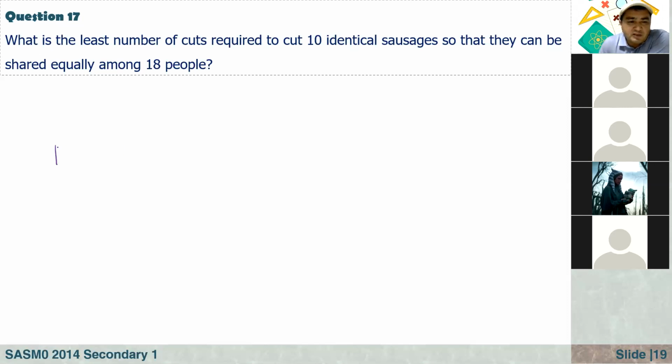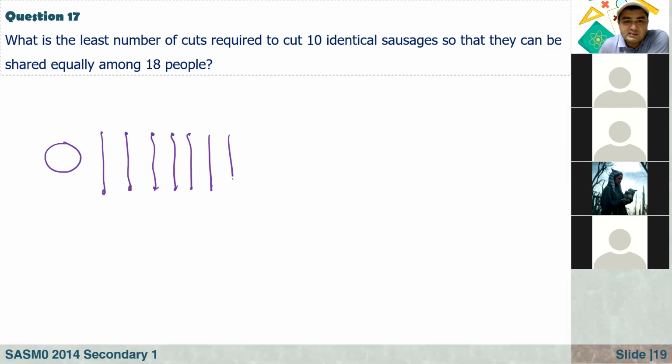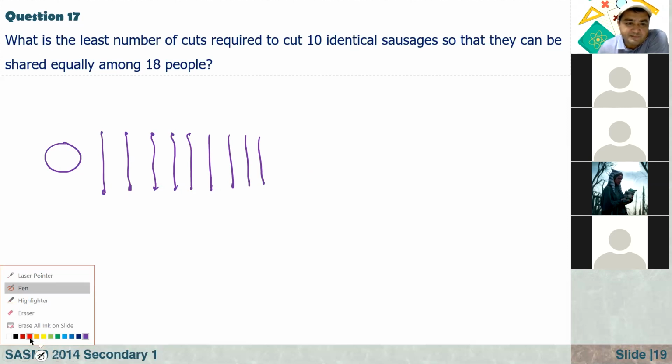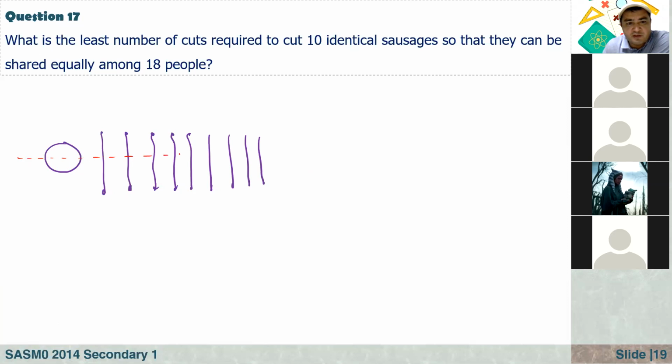Number one, suppose that's the first sausage. Let me just put maybe the circular, that's just the top part. One sausage I put like this, and 9 of them I just put like this. 1, 2, 3, 4, 5, 6, 7, 8, 9. I just place them like this. Now this is my first cut. I'm just cutting from here.